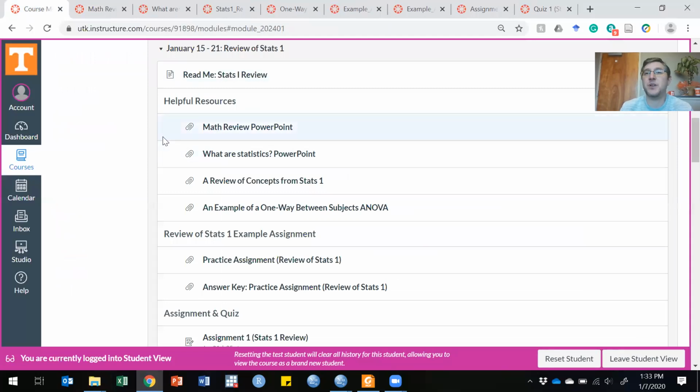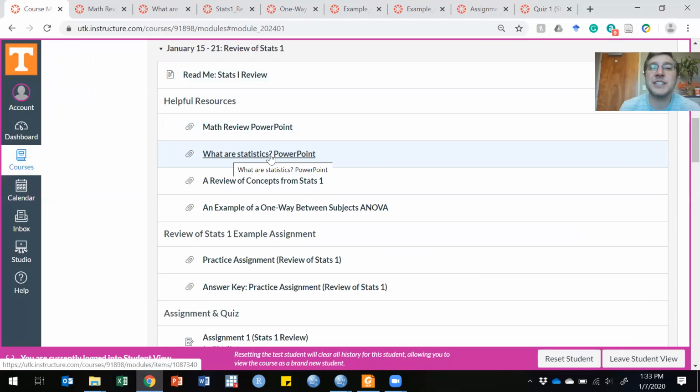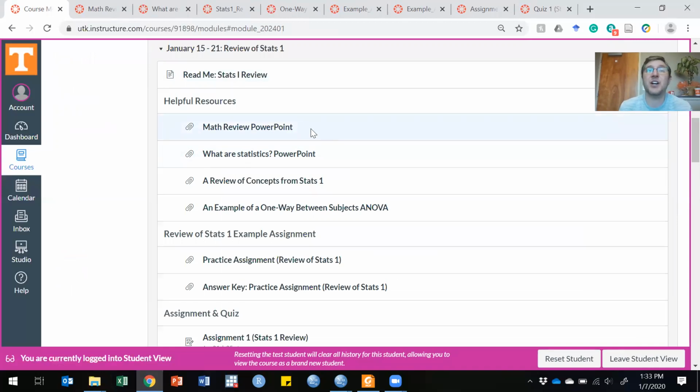If you took me for Stats 1, this math review PowerPoint and what our statistics PowerPoint will probably be familiar. These are just to provide you a basic overview in case you forgot. Like the math PowerPoint goes over order of operations. It tells you about what the summation symbol means and how you interpret some of the different math symbols that we'll see. And then what our statistics PowerPoint gives you another brief overview in case you forgot, from the time between Stats 1 and 2, what are some statistics.